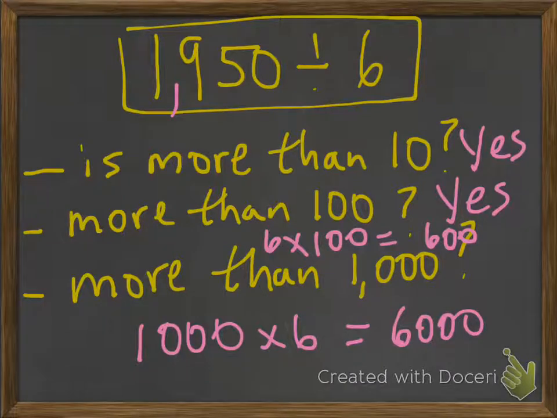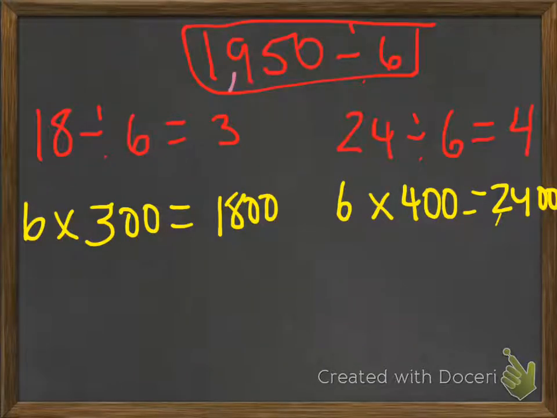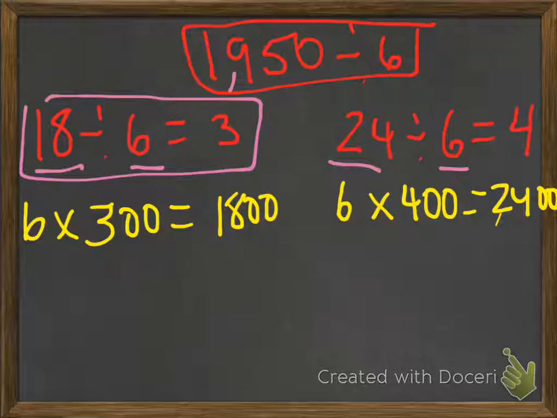Let's keep going. So we have 1,950 divided by 6, and we can use just regular basic facts to help us solve this. So for example, we know that 18 divided by 6 equals 3, and 24 divided by 6 equals 4. Now that helps us to do our estimating, because if we follow this similar fact family, we would have 6 times 300, that equals 1,800, which is less than that number.